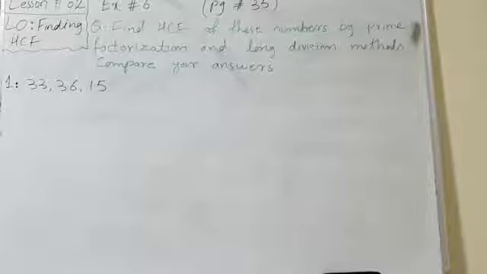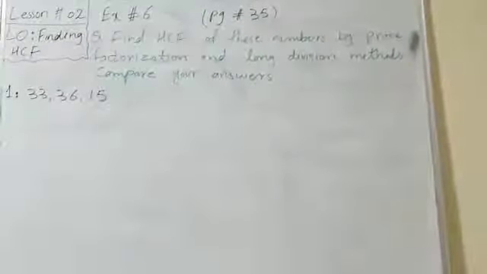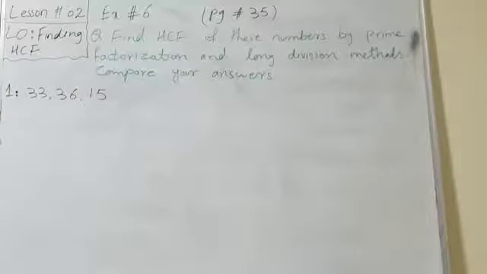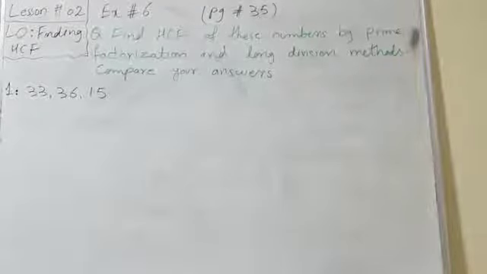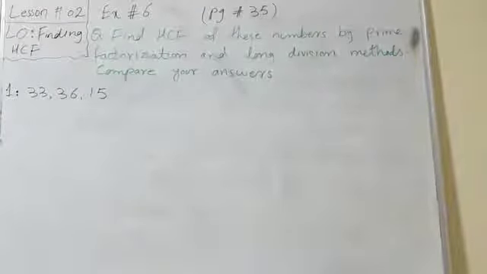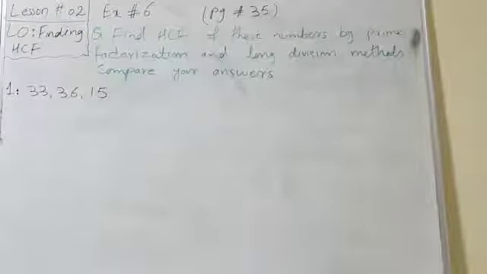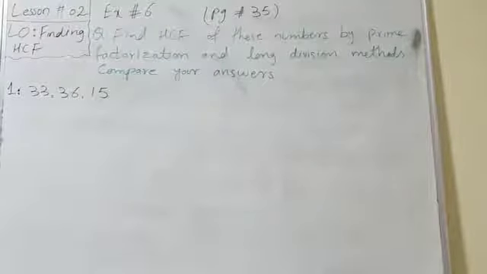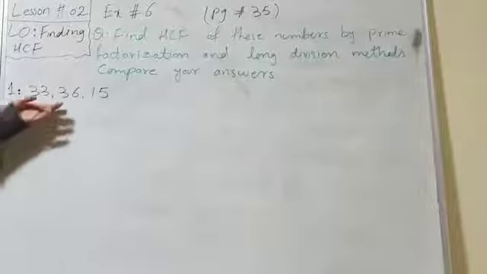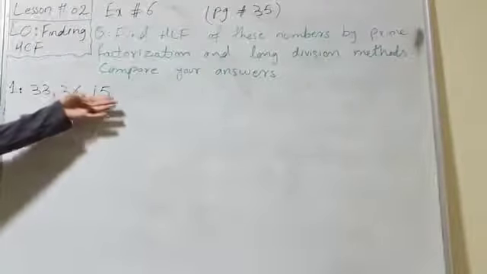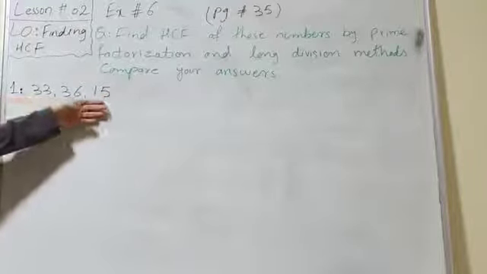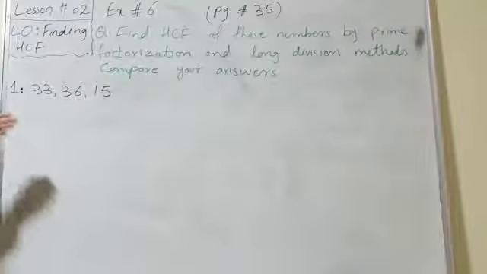So today we will start exercise 6. The question is given: find the HCF of these numbers by prime factorization and long division methods. Compare your answers. First we should know what prime factorization is. Breaking up a number into its prime factors is called prime factorization. Here you see we have the numbers 33, 36 and 15. These 3 numbers we will break down into prime factors.